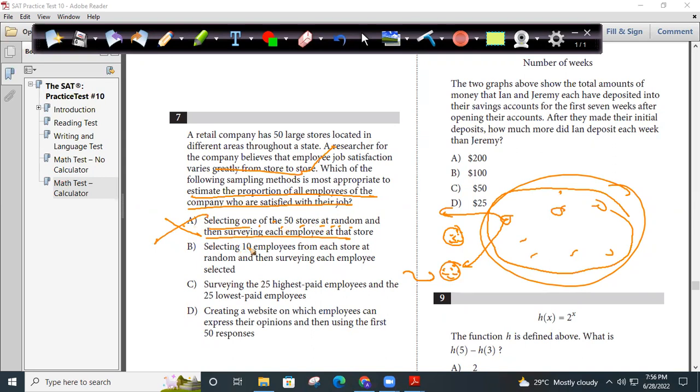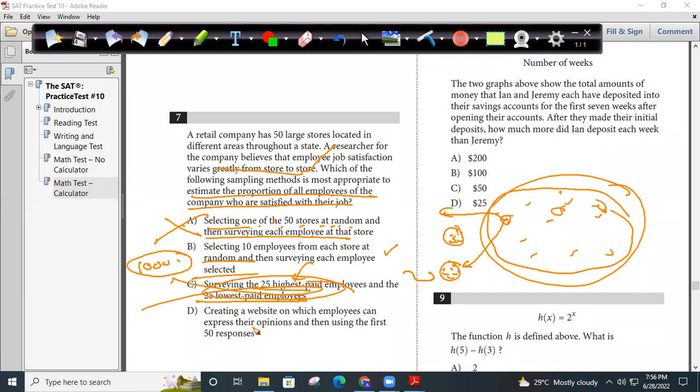Now come back to B. Selecting 10 employees from each store at random. I'm selecting 10 employees from each store, at random, and then surveying each selected employee. So now I have a good random sample. It might be correct, but don't rush. SAT always says select the best possible option. So B might be correct. Option C, surveying the 25 highest, is clearly biased. The 25 highest might say they're very happy, or they might say they're not. So this is biased data. C is nonsense.